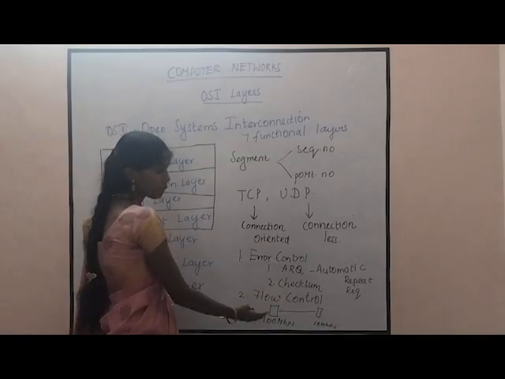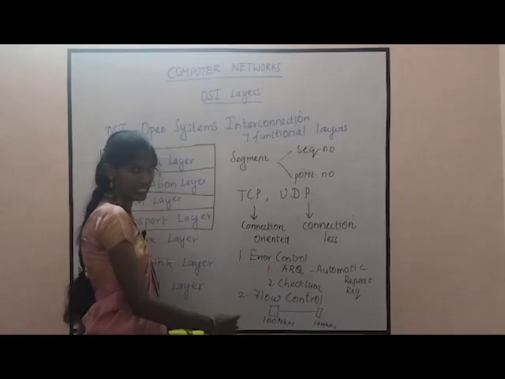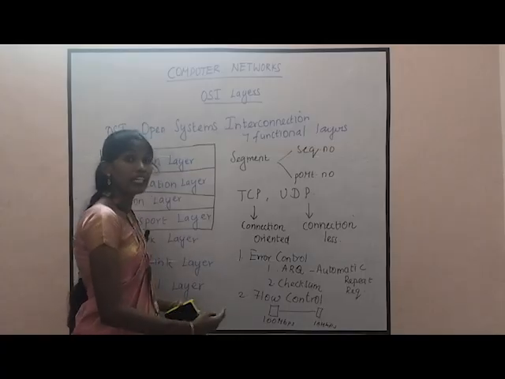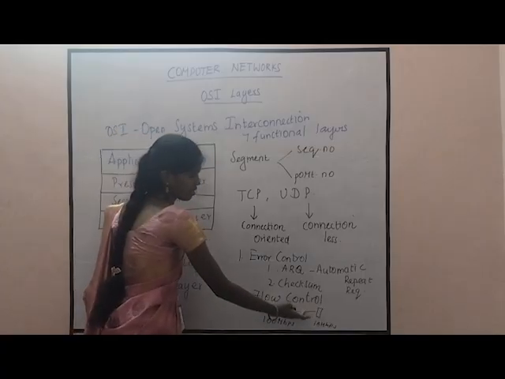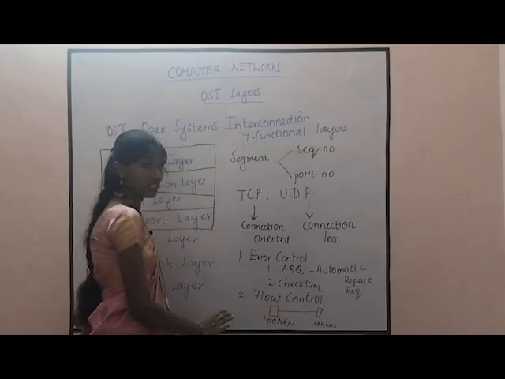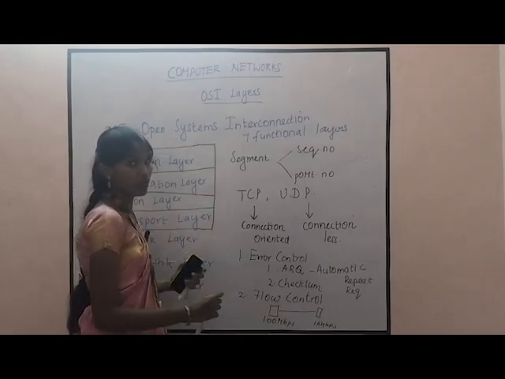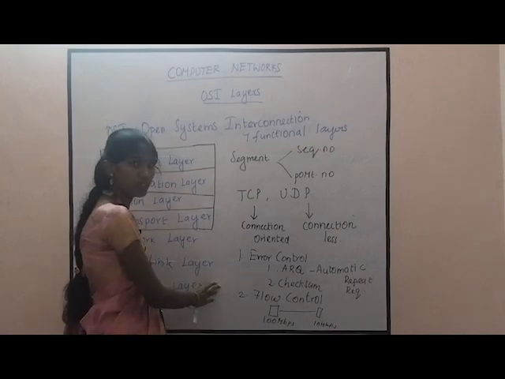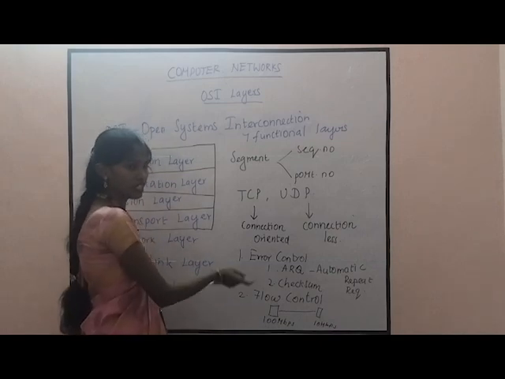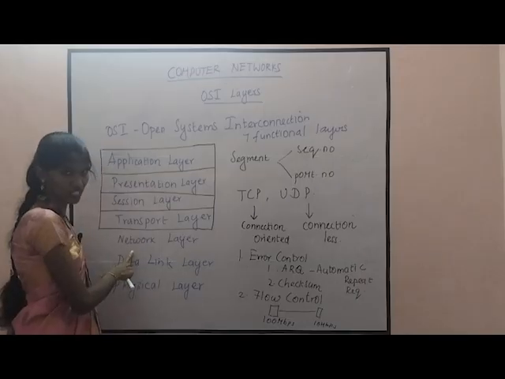Flow control means controlling the flow by adjusting the speed. It may be increasing the speed of this device, it may be reducing the speed of this device. Anyhow, they have to adjust themselves to have better flow control to avoid congestion. So this is all about the transport layer. Now we are getting into the network layer.